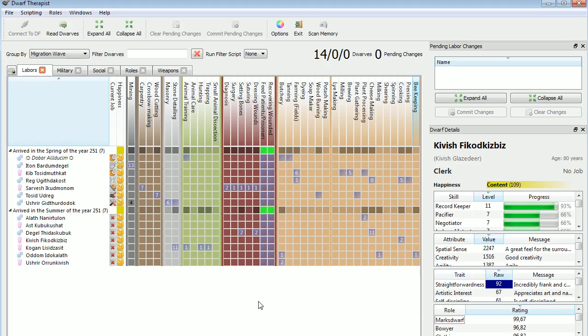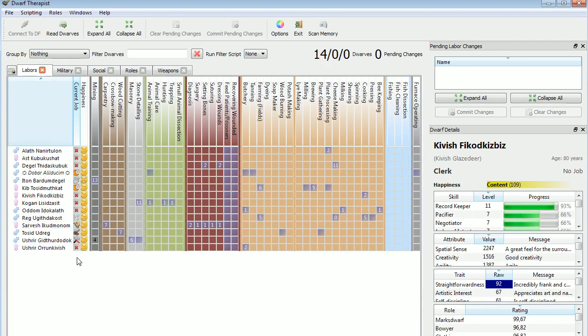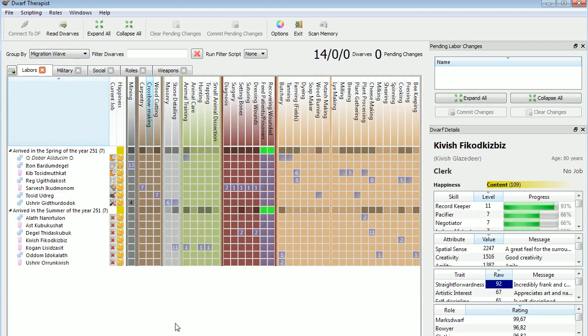But even with the normal Dwarf Therapist, we can group the dwarves in various ways, including migration waves. And here we can see the 7 dwarves I received now in the summer of the year 251. If I don't group them at all, they will be all in one single pile. But let's take a look at the migration wave.